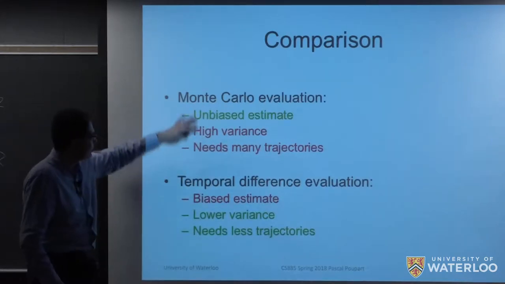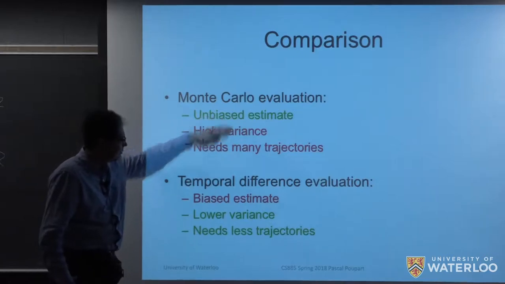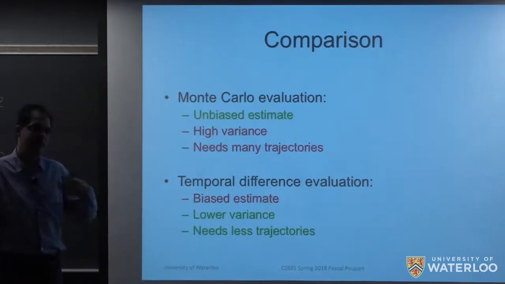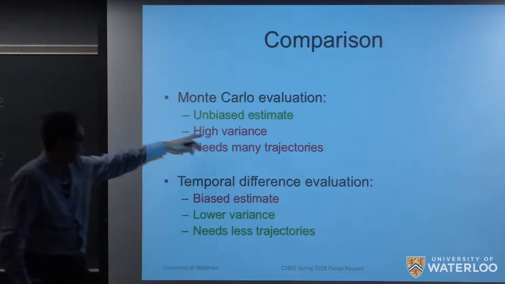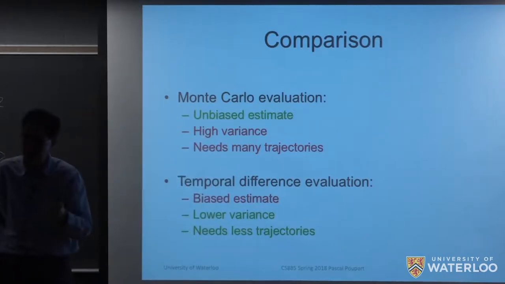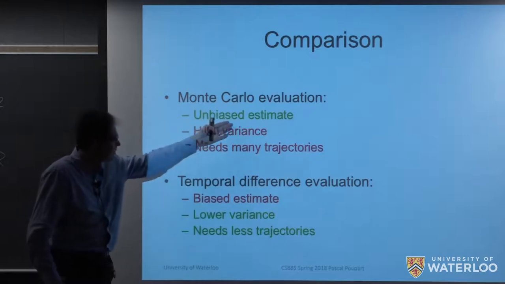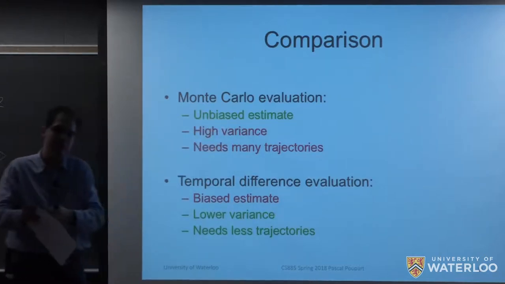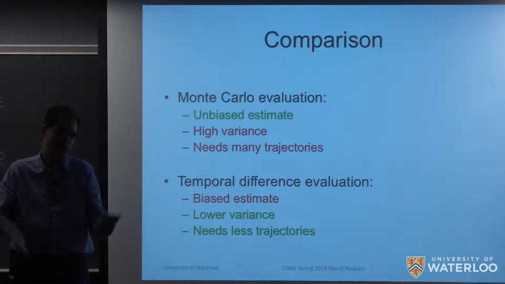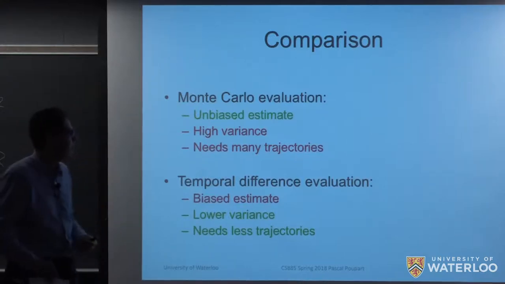OK, so to summarize, we've seen two algorithms. The first one, Monte Carlo evaluation, as I just explained, is an unbiased estimate. But it has as a drawback that it has high variance and it needs many trajectories, right? Because one sample in that algorithm is an entire trajectory. So this has a benefit that the estimate is going to be unbiased because I'm really just taking an average of the values of all my trajectories. So that's fairly clear that it's going to be unbiased.